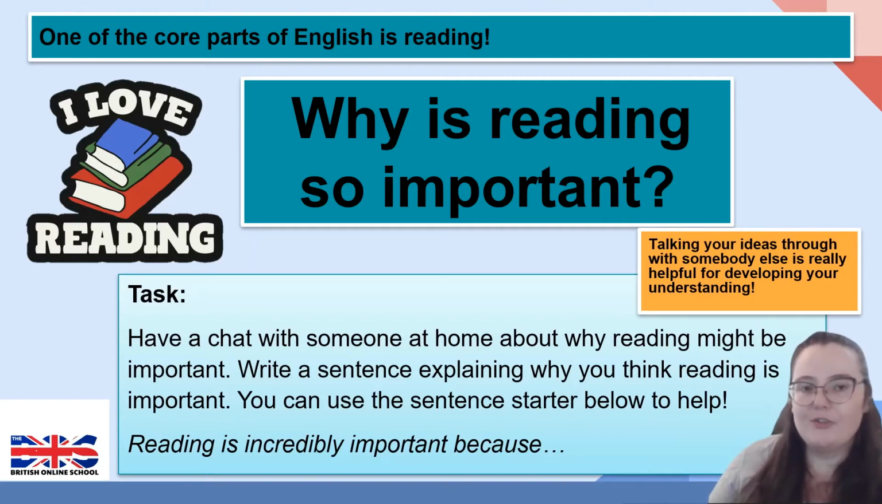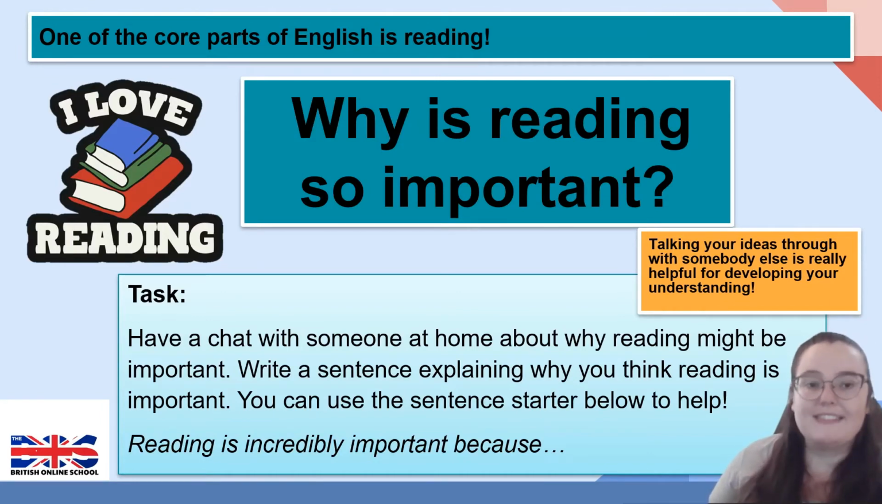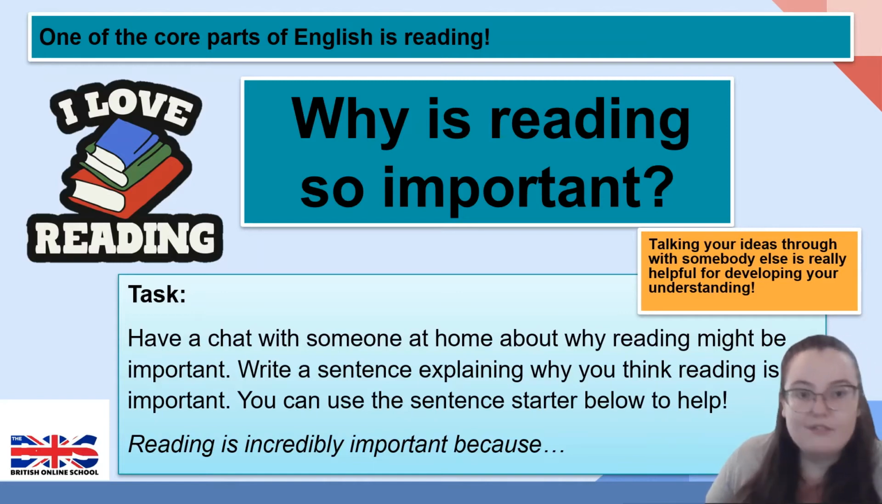Welcome back. Hopefully you now have a sentence talking about how wonderful reading is. Okay, so you might have written down something like, reading is incredibly important because it teaches us about empathy, or reading is incredibly important because it helps us to understand different things that are happening in the world. All right, hopefully you've come up with something good there. If not, that's fine. The whole point of lessons and English is to learn. Okay, so we're going to learn from the things that we've done and move forward.